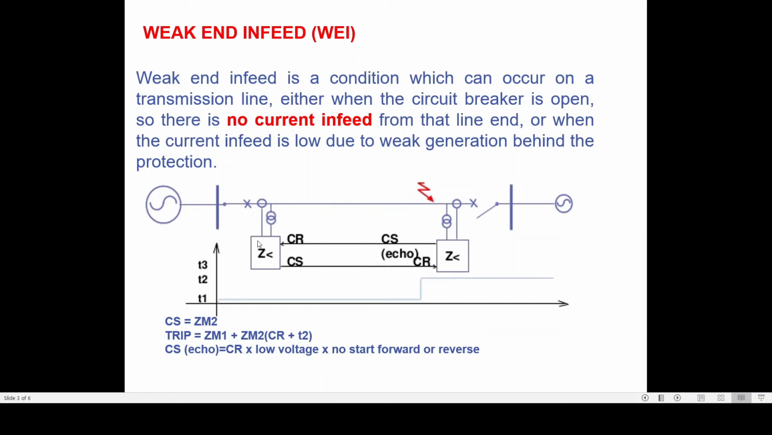In general, the protection is very simple. The end which is strong will see the fault, and once it sees the fault, since it is a POTT scheme, it will send a carrier signal. From the weak end side, this carrier is echoed back, and once the carrier is received at this end, since zone 2 is already in pickup condition, this end will issue the trip command to its circuit breaker.